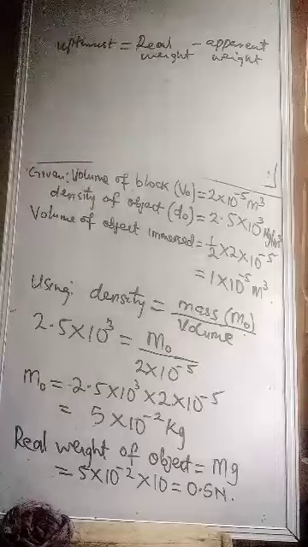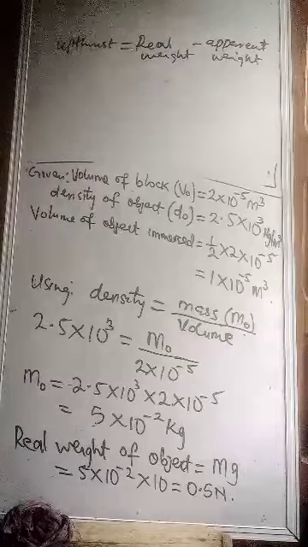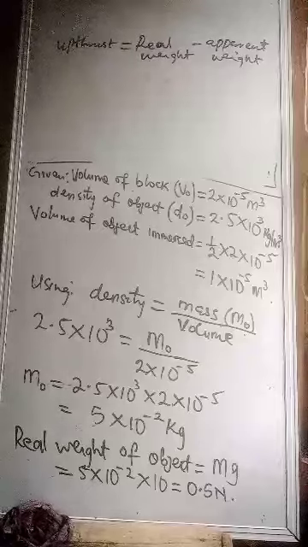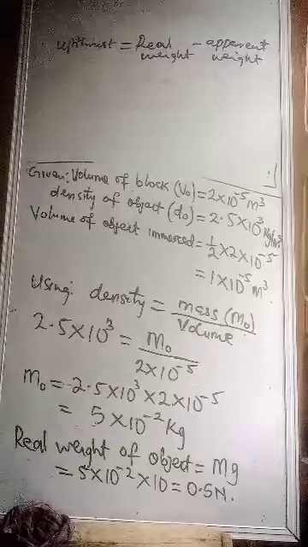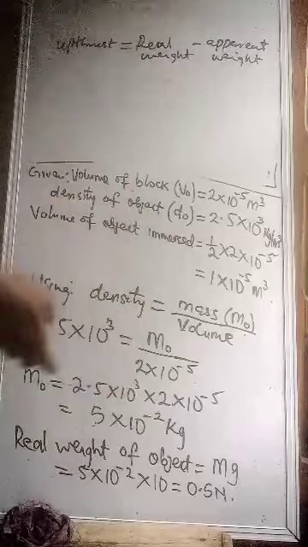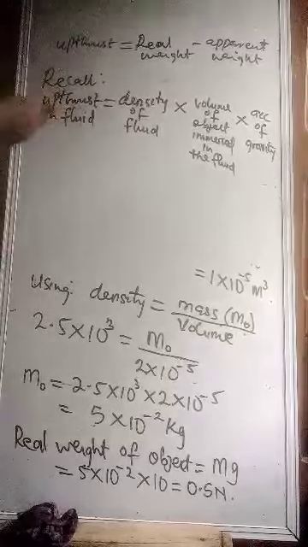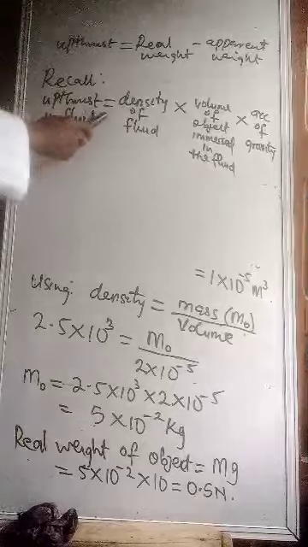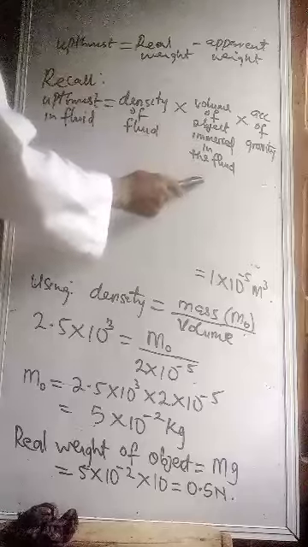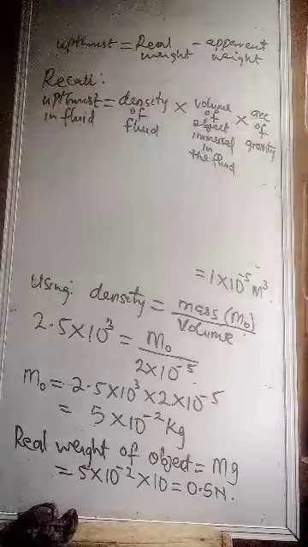That means we cannot find this without knowing upthrust in water. How do we now know upthrust in water? One of the formula given in my previous videos says that upthrust in a fluid is equal to density of that fluid times the volume of the object immersed times acceleration due to gravity. So I have recorded the formula. Upthrust in a fluid is equal to density of the fluid times volume of object immersed in the fluid times acceleration of gravity. So don't forget that the fluid we are dealing with now is water.